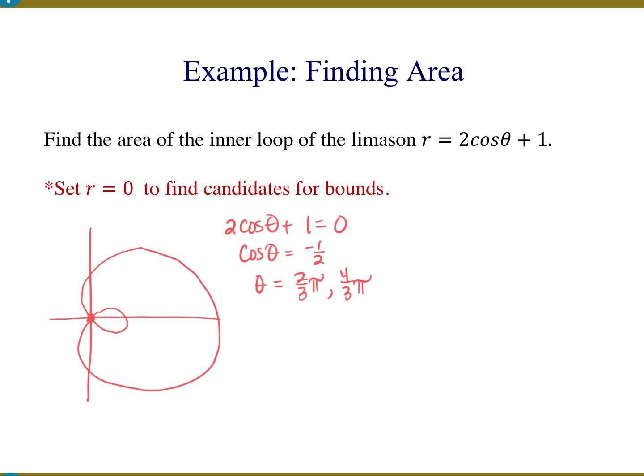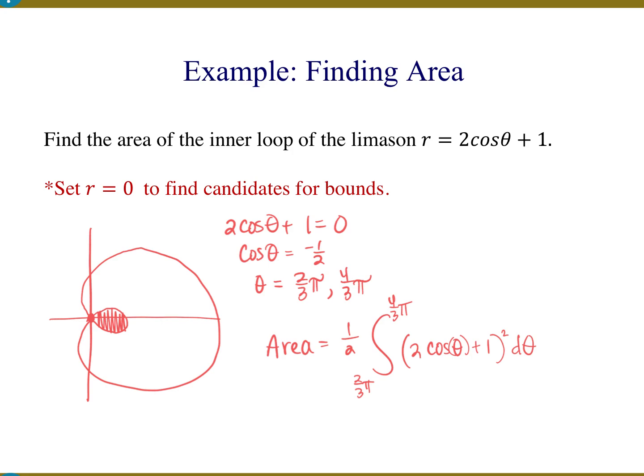Did that just give you the little inner loop? And that's what we want. So we want this inner loop. Now we know our bounds. That's the trickiest part. Now you just have to set up your integral, with the 1/2 on the outside. My bounds are going to go from 2/3 pi to 4/3 pi, and the radius is going to be squared: 2 cos theta plus 1 quantity squared d theta. Once you have your bounds, finding the area should be no problem. You don't need to practice that again.